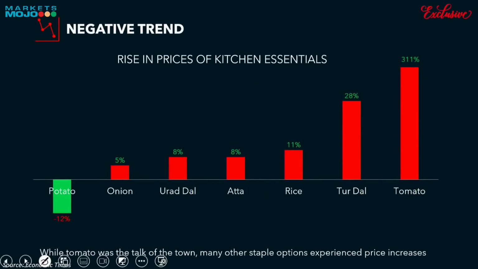Now let's come to the negative trend. I wrote one blog, I hope people must have read it also. Some of the prices have gone up year on year for many of the food items. Like onion is up by 5%, urad dal is at 8%, atta is 8%, rice 11%, tur dal 28%, and tomato is at 311%.